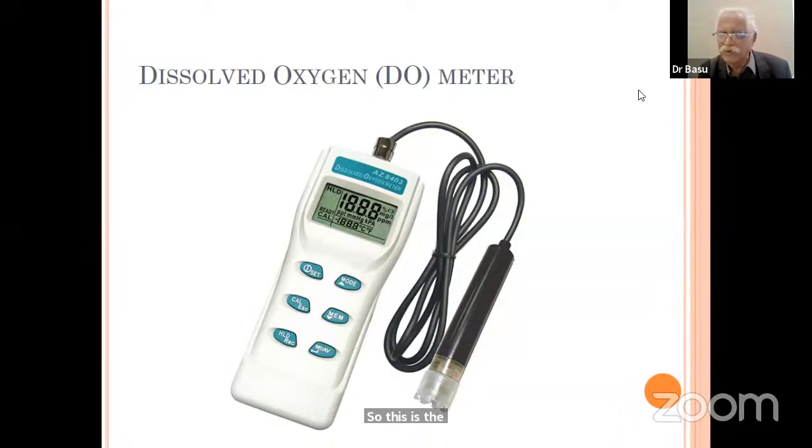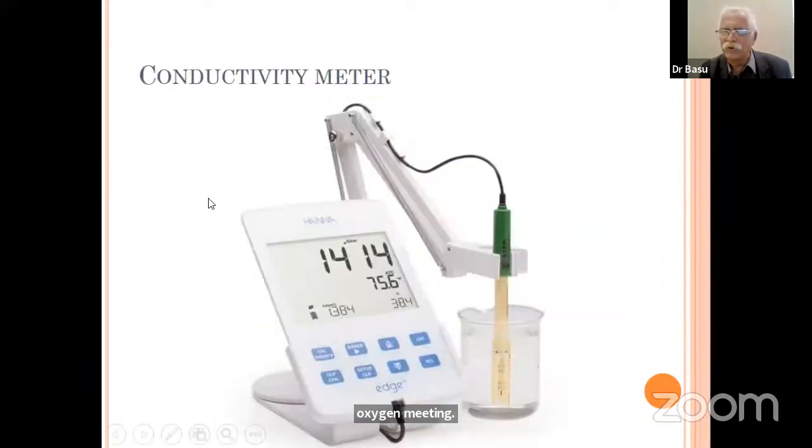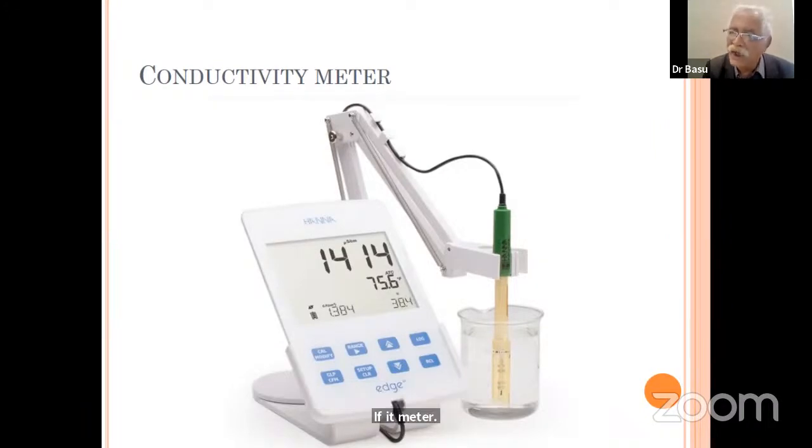Three meters I have talked about: thermometer, pH meter, and dissolved oxygen meter. Now we will go a little bit more into the things. I am now going to the conductivity meter. Conductivity meter will tell you how many ions are there in the solids.